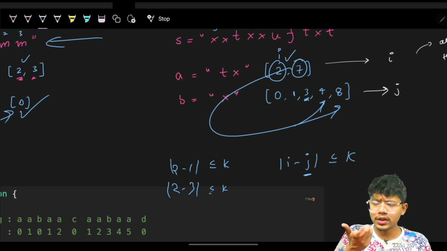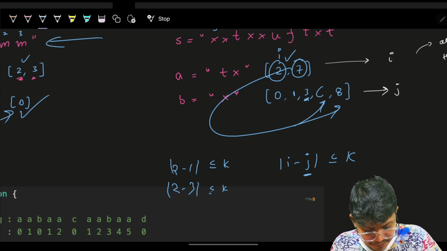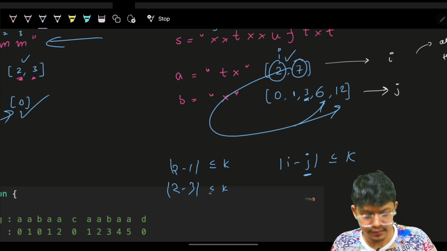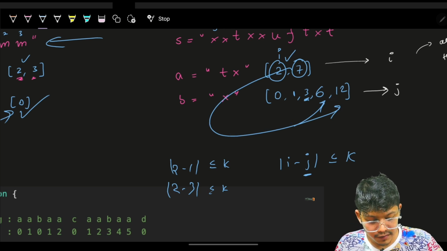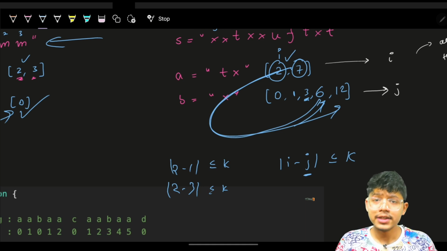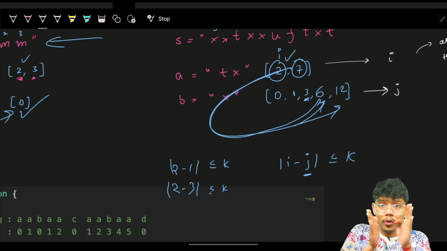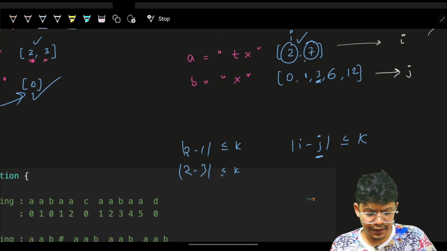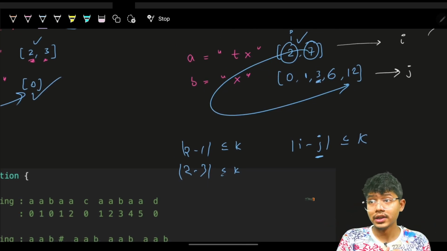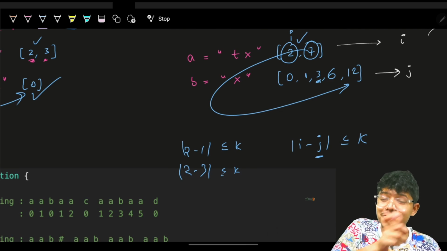But bhaiya, why both the values? As simple as the answer: if this was a 6 and this was, let's say, 12, then you would have tried for 7 and 12, but you would have never tried for 7 and 6. So that's the reason. Trying both the nearest values to a number is actually important. And with this, if it is matching, then okay, it's good. So it's a combination of binary search plus KMP.